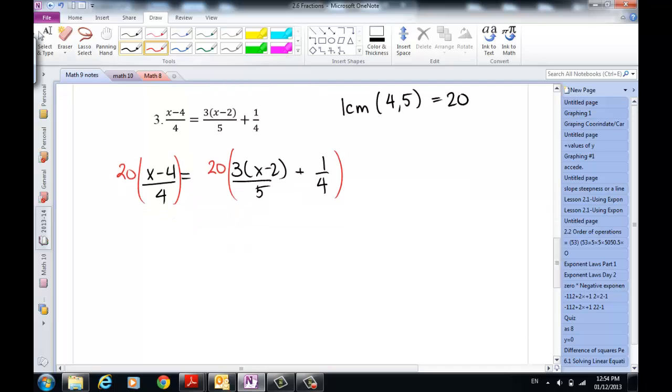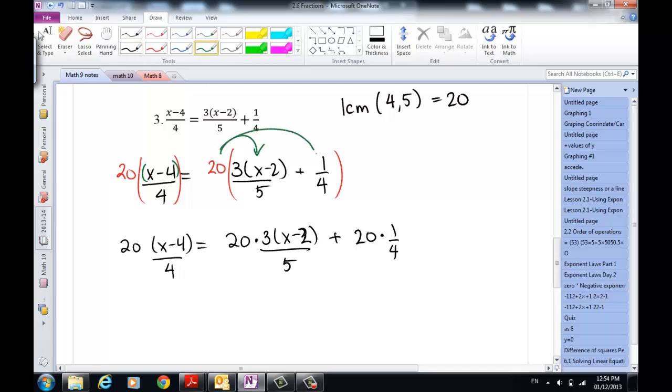So what I have here, and I'm going to put brackets in here, I've got brackets there, so that's okay, is 20 multiplied by (x minus 4) over 4 is equal to 20 multiplied by 3 multiplied by (x minus 2) over 5 plus 20 multiplied by 1/4. Be really careful. Remember, we're distributing. And now we can start to simplify things. 20 divided by 4 is 5. 20 divided by 5 is 4. And 20 divided by 4 is 5.